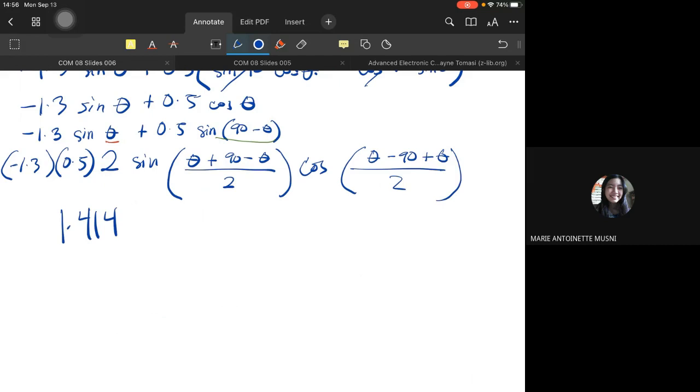So sin 45, sin 45. So maybe there is no 2. Theta plus 90 plus minus theta is sin 90 divided by 2, which is sin 45.